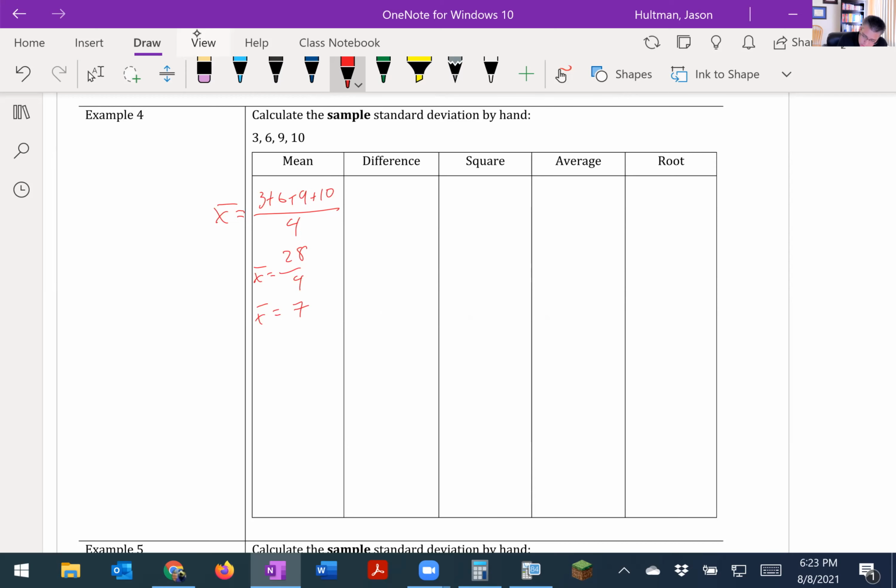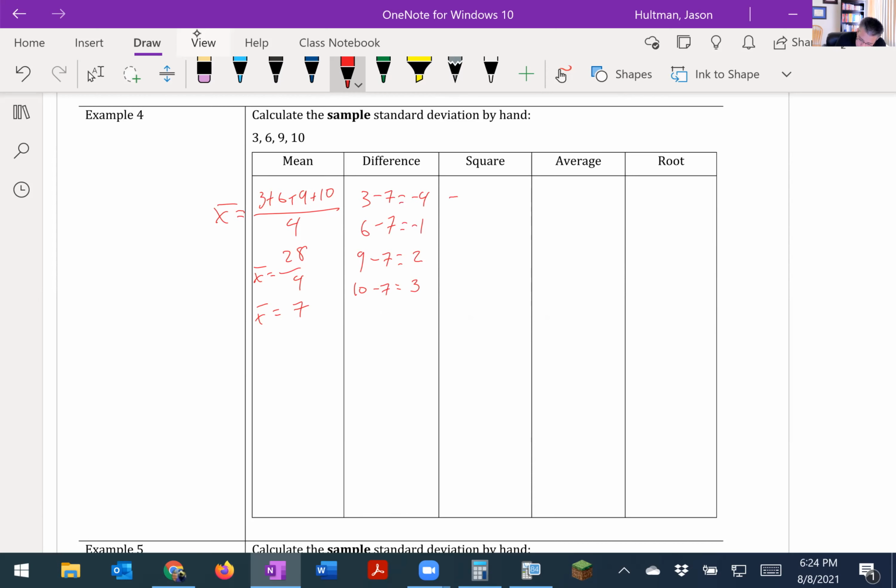Now how are we going to find the difference? The difference is how far 3, 6, 9, and 10 are from the mean, which we calculated as 7. And this is going to be -4, -1, 2, and 3.